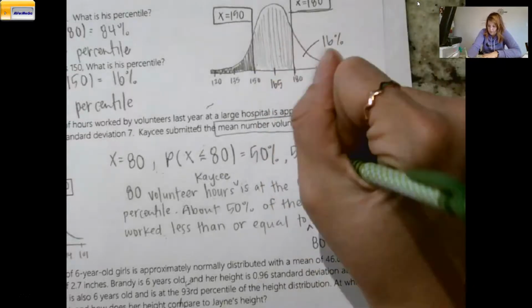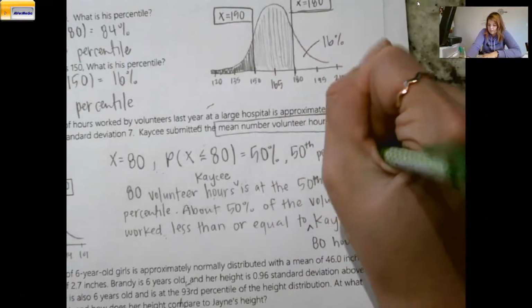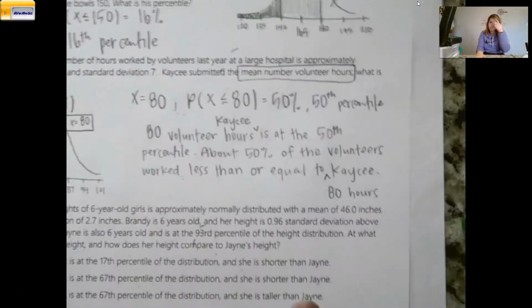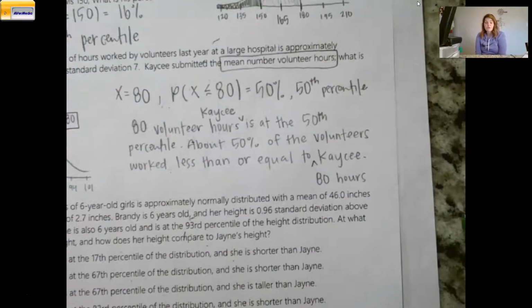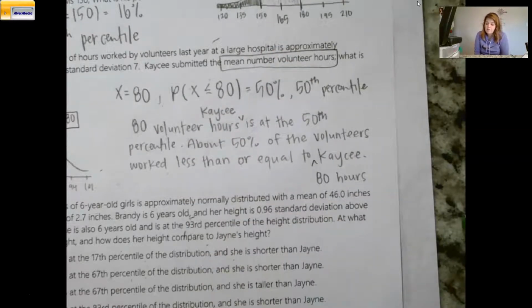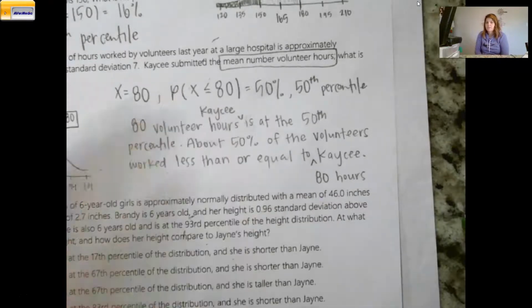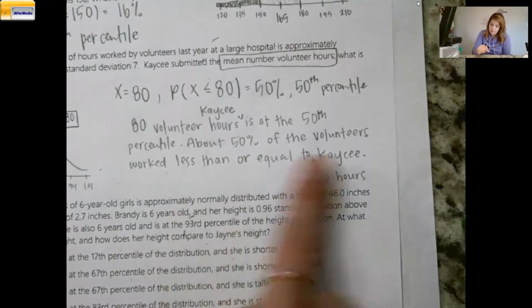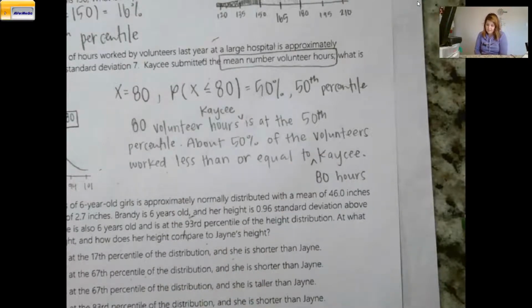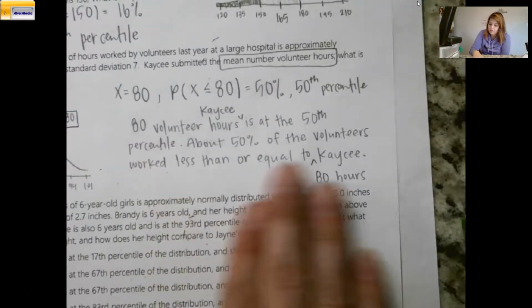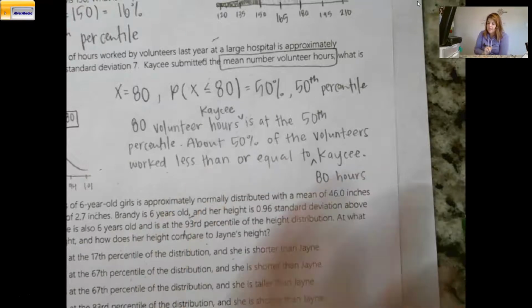So while I was deleting storage, I decided to write an interpretation for this problem. I would recommend you copy it down, but you don't have to. I just wanted to give you an idea about how you could interpret this. So one way is to say 80 volunteer hours is at the 50th percentile. You could also just say Casey is at the 50th percentile. About 50% of the volunteers worked less than or equal to Casey. Or you could say about 50% of the volunteers worked less than or equal to 80 hours.